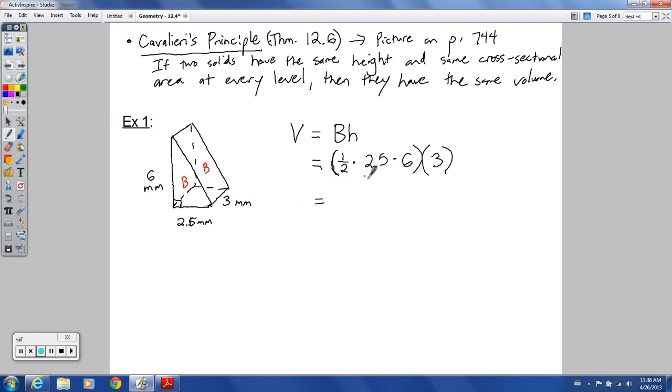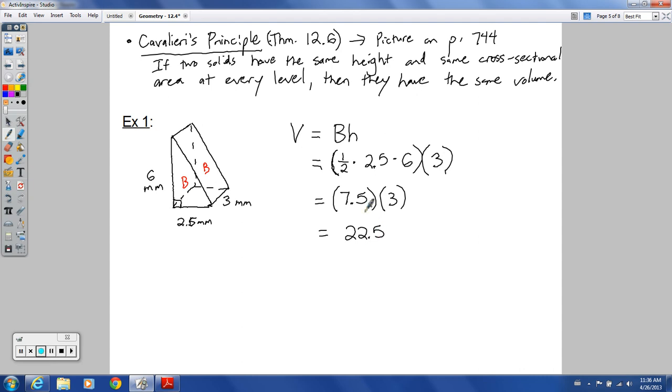So from here, let's work this out. We've got 1/2 of 6. That would be 3. 3 times 2.5, that would be 7.5. So we have 7.5 times 3 now. If we simplify that, we've got our final answer. That's going to be 22.5.